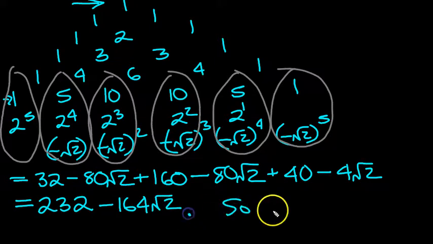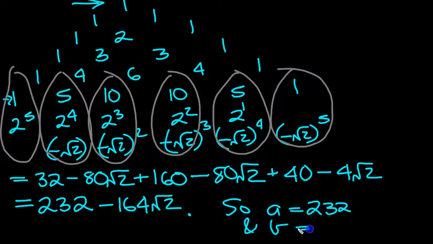So a equals then, that would be 232. And the b equals minus 164, isn't it? There we go. Good.